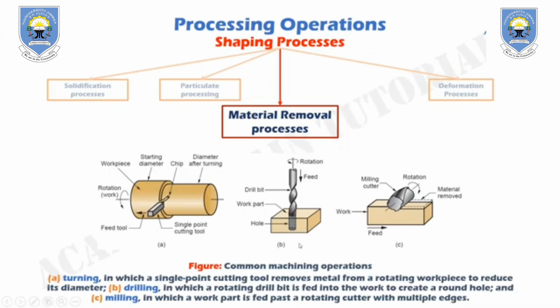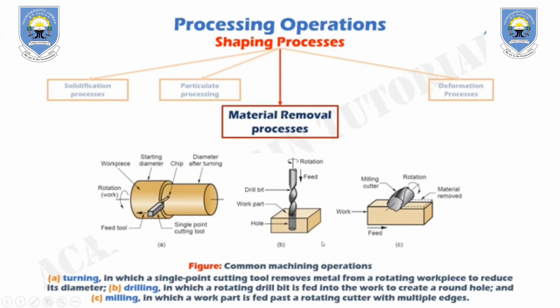Other processes in this category are known as non-traditional processes because they use lasers, electron beams, chemical erosion, electric discharges, and electrochemical energy to remove material rather than cutting or grinding tools.